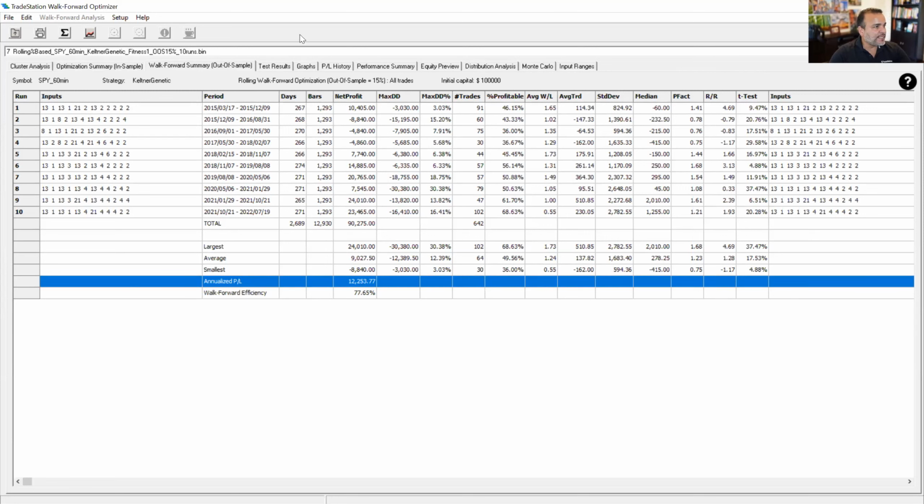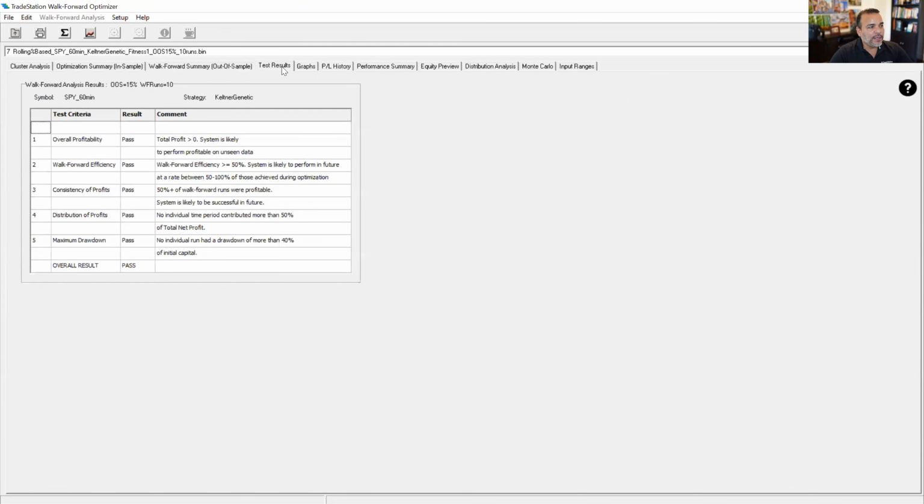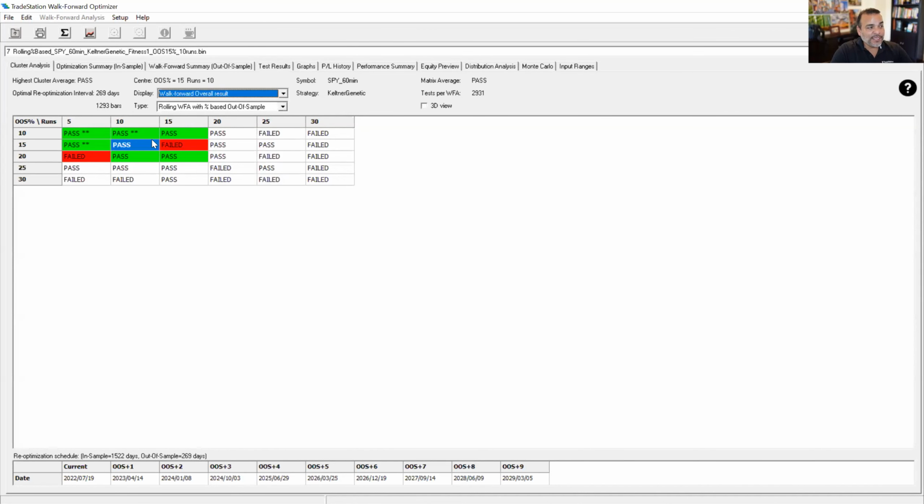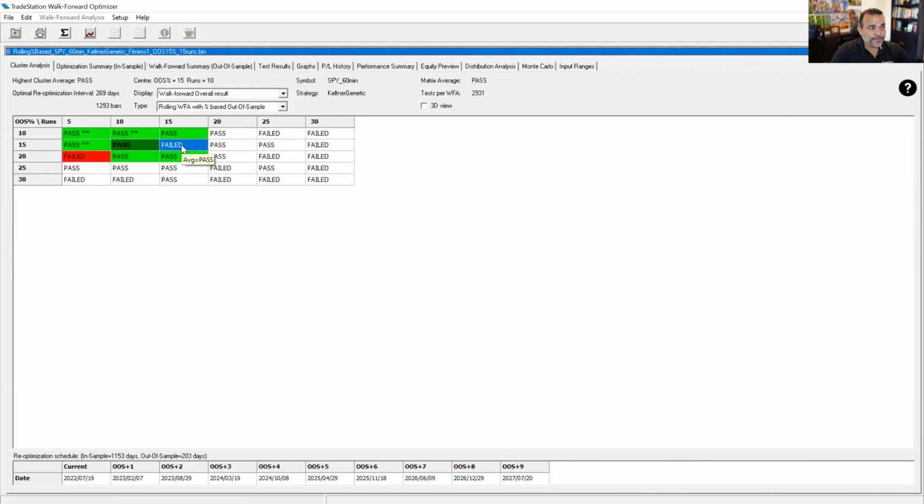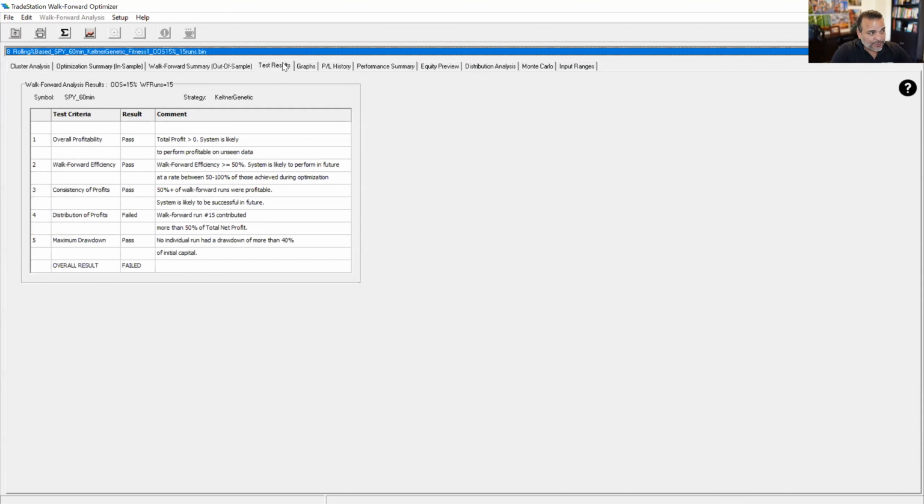Let's go to the next tab here, test results. Test results for that particular cluster center. It passes all of them. If you want to see grading for a different run, just click on it, go back to the cluster analysis, and let's see, this one failed, right? We click on this failed one, and we go back to the test results, and we can see which one did it fail.